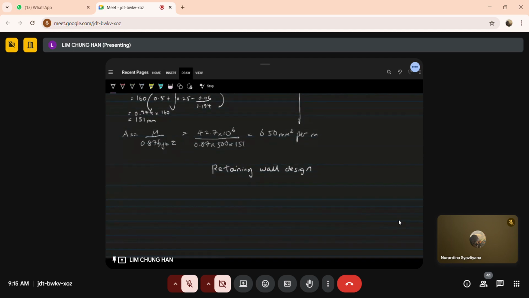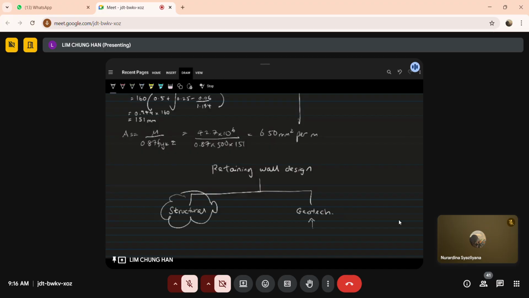Okay, retaining wall design. There are two types of design that you need to do. The one that I taught you is structural, the wall itself. The one that you learned in geotech is, well, obviously the geotech. You also have to do geotech check. This one I'm not going to teach you. I'm teaching you structural part. Geotech, you have to refer to geotech.